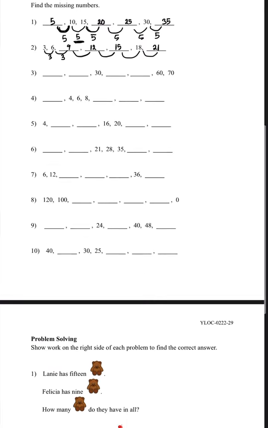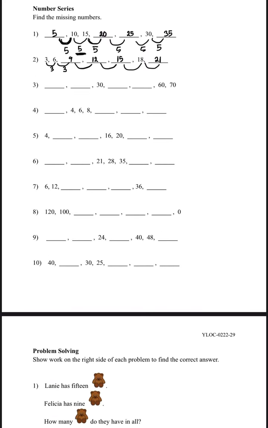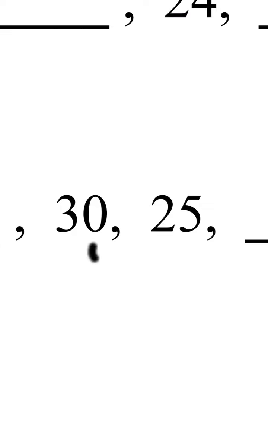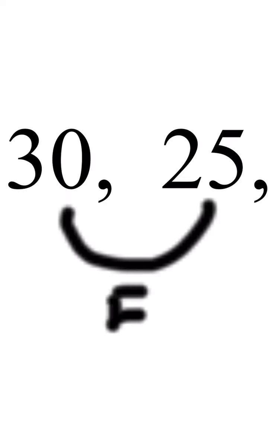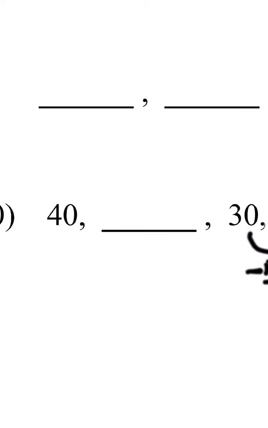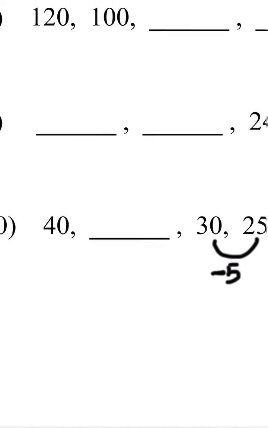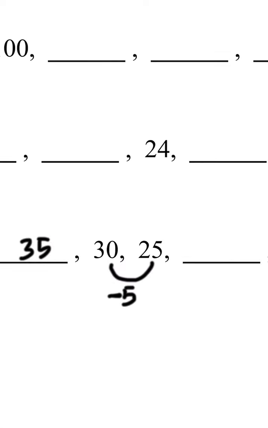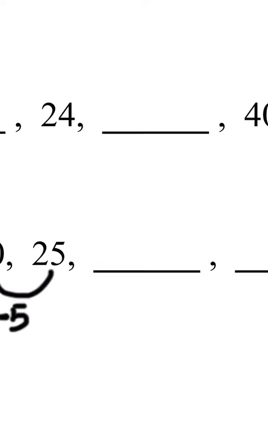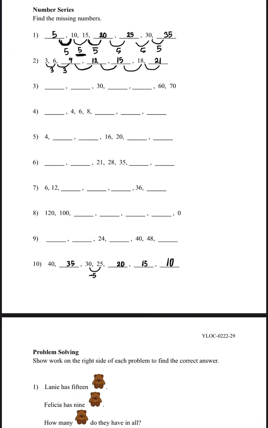Let's look at number 10. So for this one, the difference is 5, but it's negative 5 since it's going down. So 40 minus 5 is 35. 35 minus 5 is 30. 30 minus 5 is 25. 25 minus 5 is 20. 20 minus 5 is 15. 15 minus 5 is 10. And so these are the answers for number 10. Let's move on to the next page.